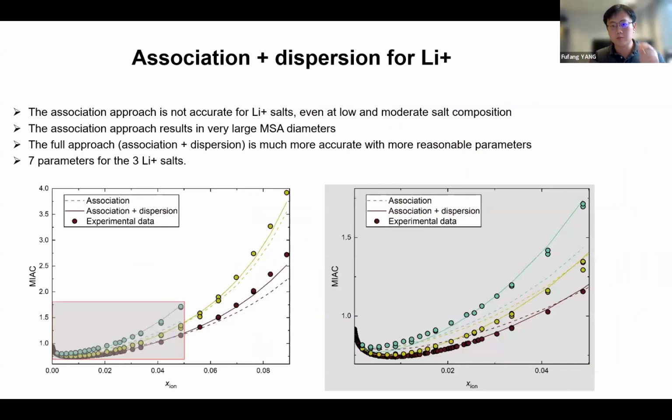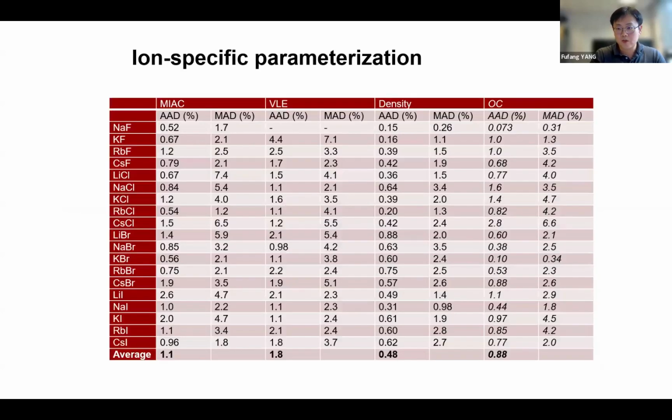We only had a problem for the lithium salt. When we only used the association approach, we used the anion parameters, for chloride, bromide, and iodide, and the result is not perfect, even at moderate molality. It is not too bad, but it is not as good as we wanted it to be. So we included dispersion also for the lithium ion. This is only for lithium, and for the anions, it's exactly the same. So it's still in the same ion-specific parameterization framework.